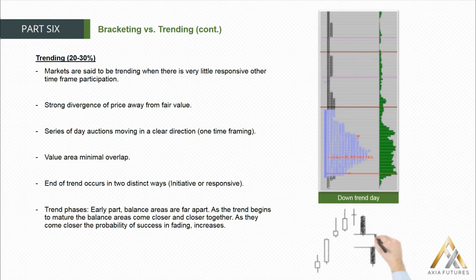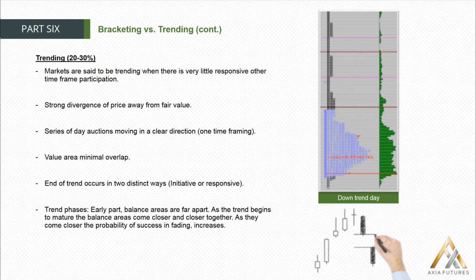Now let's look at the other type, the trending type of market. So as you can see, a trending market occurs 20 to 30% of the time. Now, again, this is not a hard, fast percentage. What I'm trying to get across with these percentages is that the majority of the time the markets are bracketing and ranging, whereas very, very seldom or far less likely are markets trending.